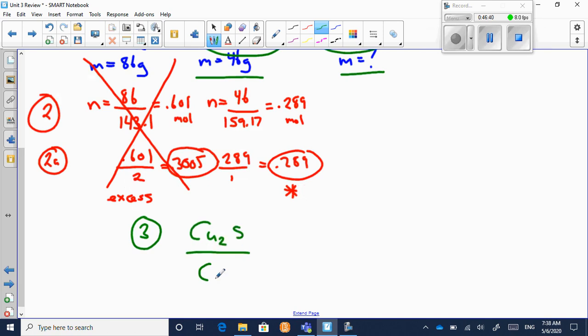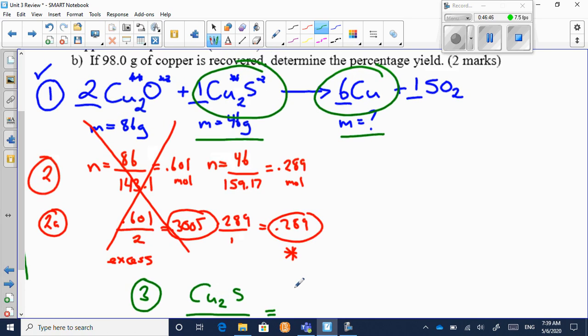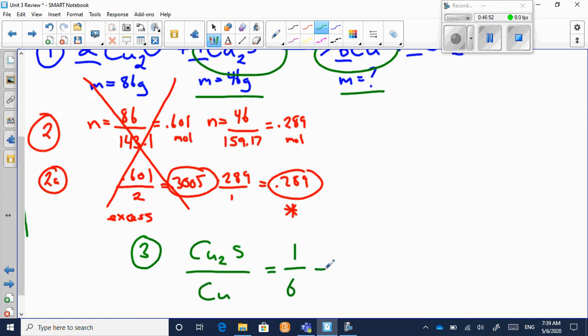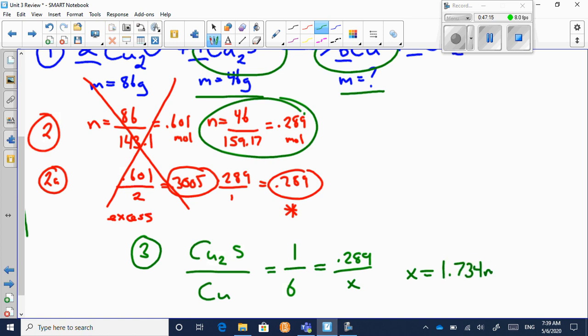Cu2S compared to Cu. I always get the ratio from my balanced equation, so it's a 1 to 6 ratio. But look at this, and remember, I go back to this one. Now, it just happens to be the same number, but it's 0.289 to x. I cross multiply, and so the number of moles I get there is 6 times 0.289, which is 1.734 moles. That's the number of moles that I now take up to step number 4.